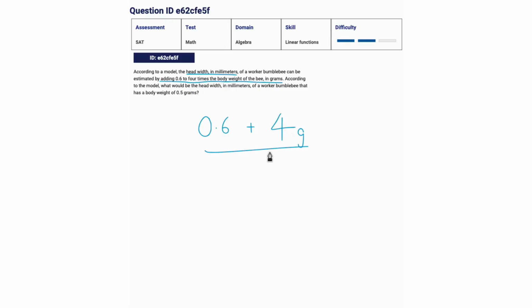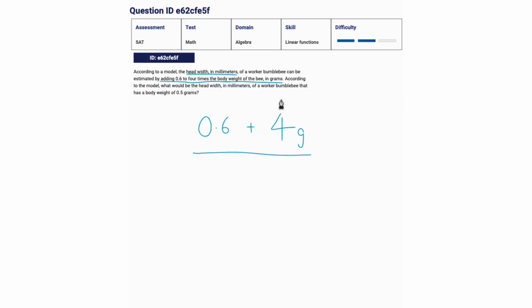This is the most important step. If you make a mistake here, then you would get the rest of the question wrong as well. So this is really important, equation forming step. All right, so the next part, which is the actual question that we have to solve. According to the model, what would be the head width in millimeters of a worker bumblebee that has a body weight of 0.5 grams?